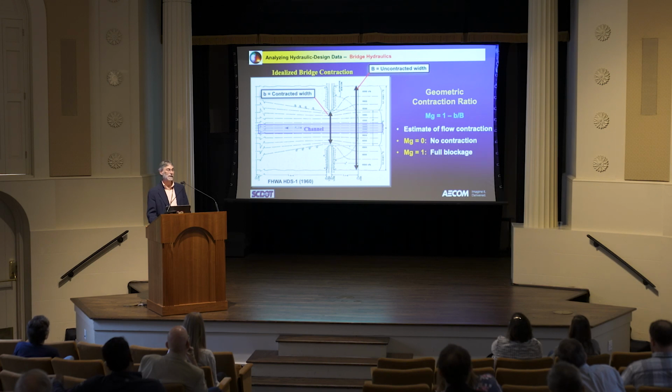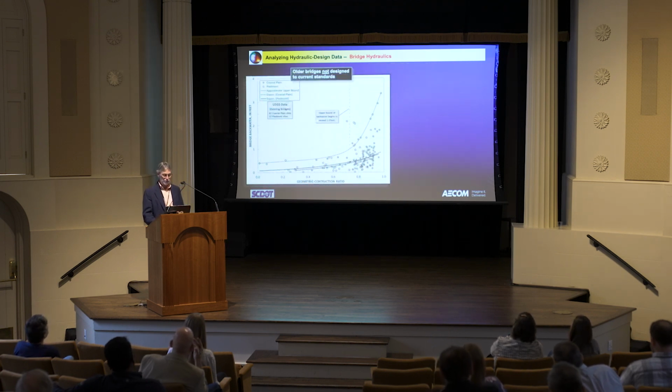And if you have a contraction ratio of 1, it means you messed up and built a dam rather than a bridge, and you need to go do something about it. And then anywhere in between is just a measure of the severity of the contraction that you created with that bridge. And so this is a graph of backwater versus geometric contraction ratio.